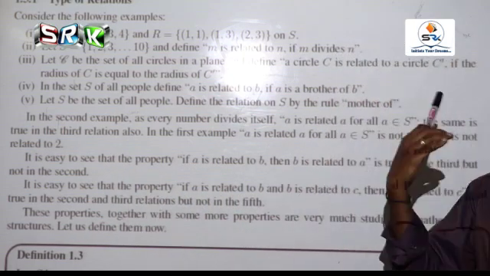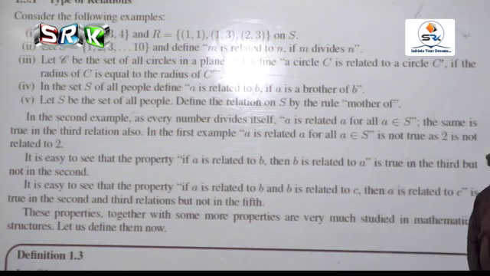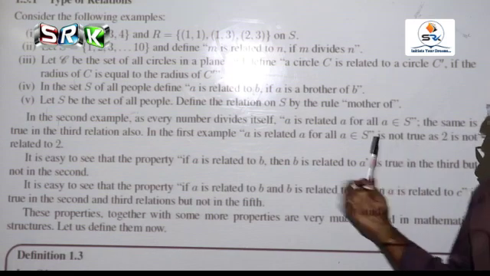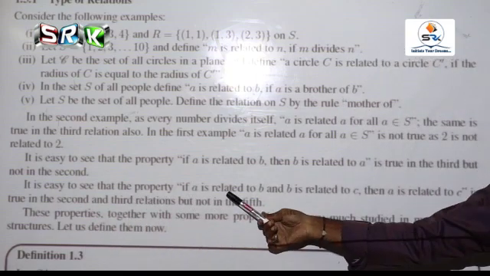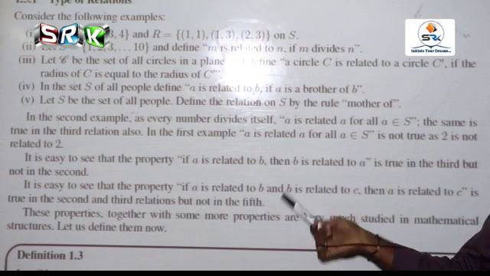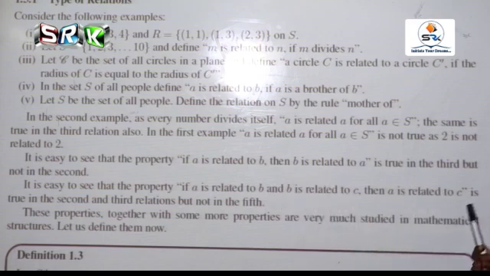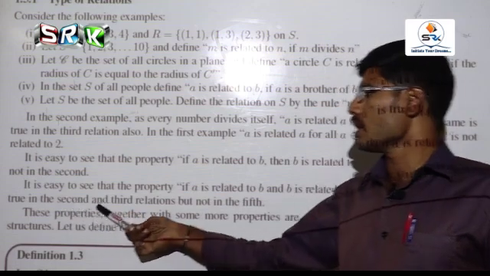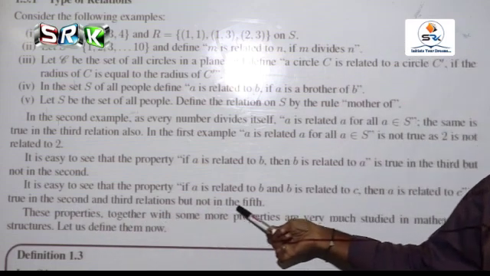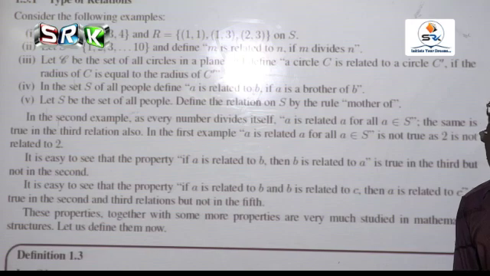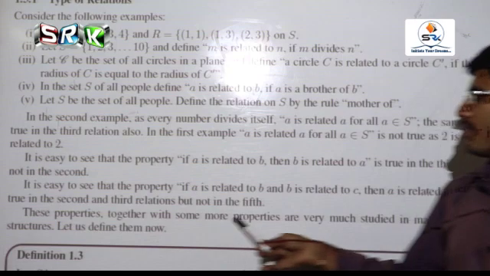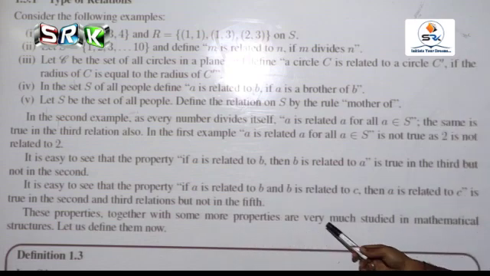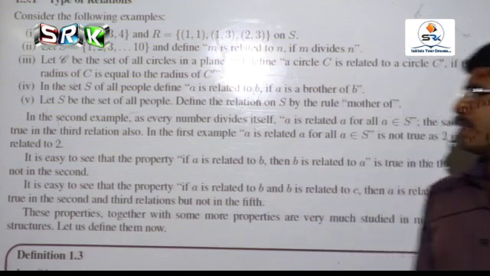Now, looking at the types here, we find there are 3 types of relations in total. Let us check which 3 types of properties are there in these relations. Similarly, it is easy to see the property: A is related to B and B is related to C, then A is related to C, and we check that. These are true in the second and third relations but not in the fifth. So in this order, these properties together with some more properties are very much studied in mathematical structures. Let us define them now.